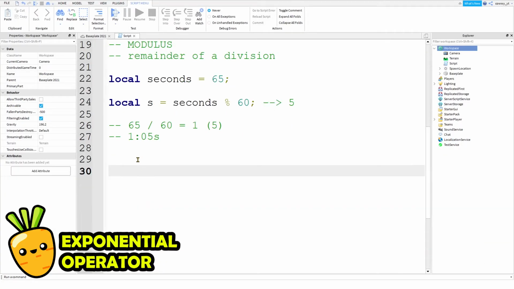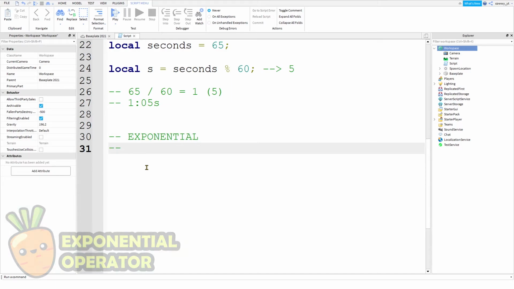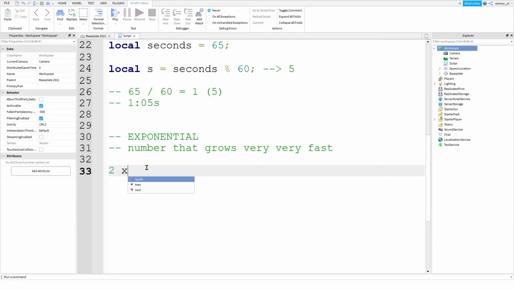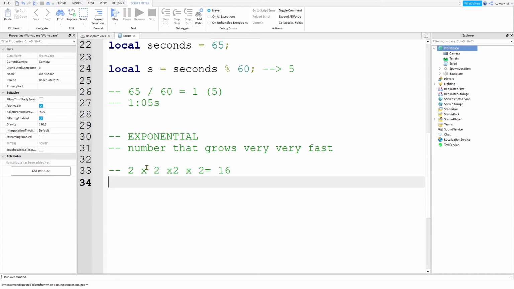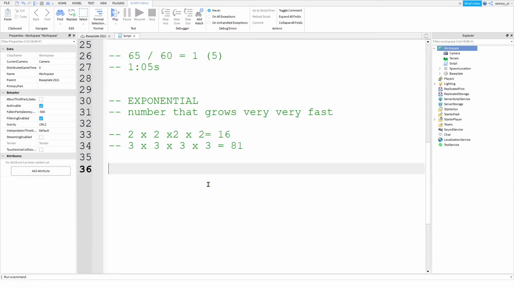So the last operator that I want to cover real quick is the exponential. If you don't know what this means, it means a number that grows very, very fast, usually by multiplying itself many, many times over. For example, 2 times 2 times 2 times 2 would equal 16. This is an example of exponential growth. Or you can do 3 times 3 times 3 times 3, which would equal 81. Now, in a real scripting scenario, you wouldn't type all these numbers because if you have to do this 200 times, it will be very tedious.